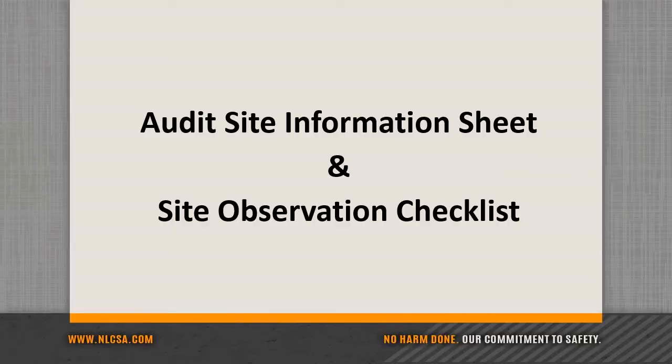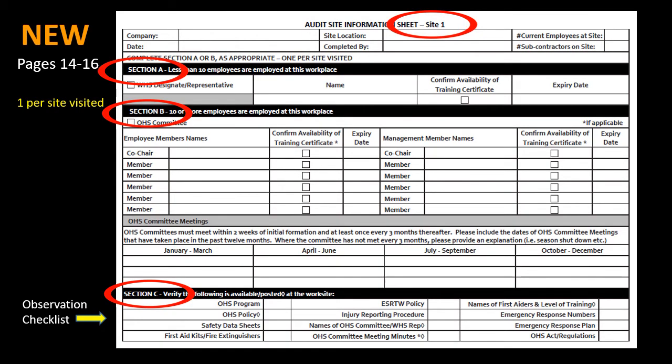So audit site information sheet and site observation checklist. The auditor is required to complete an audit information sheet for one of those active work sites previously identified that were visited on the day of the audit in correspondence with the work site sampling requirement. Okay, so we already discussed that.